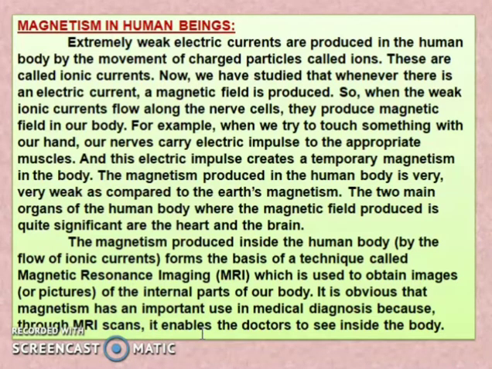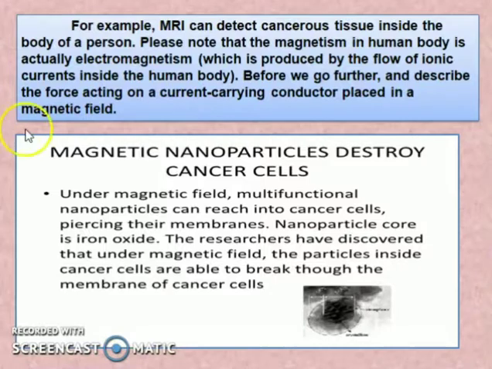So, how is magnetism helpful in human beings? It is used in a technique called magnetic resonance imaging. For example, MRI can detect cancer tissues inside the body. So, please note that the magnetism in our human body is actually electromagnetism, which is produced by the flow of ionic current inside the human body.